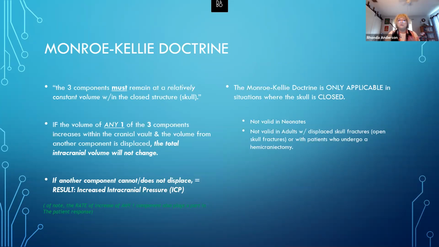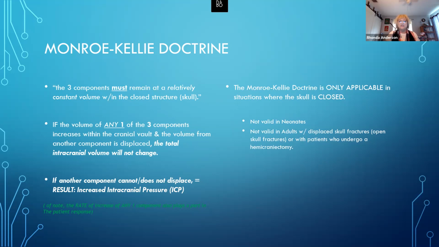So we really refer to the Monro-Kellie doctrine, and some of you may have heard this. Basically what this says is that the 3 components, the brain tissue, the blood, and the CSF, must remain at a relatively constant volume within the closed structure, the skull. Under any circumstances, if any of these 3 components increase within that cranial vault, the volume from another component has to be displaced in order for the total intracranial volume not to change.